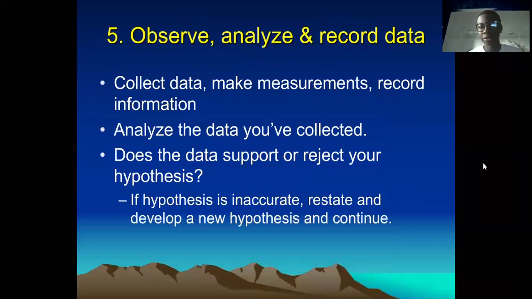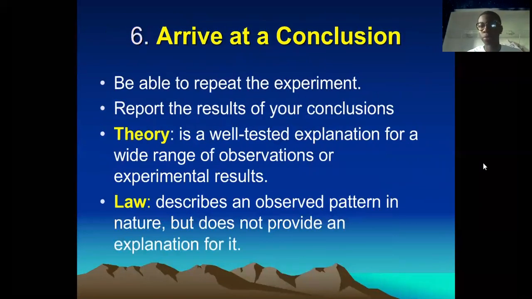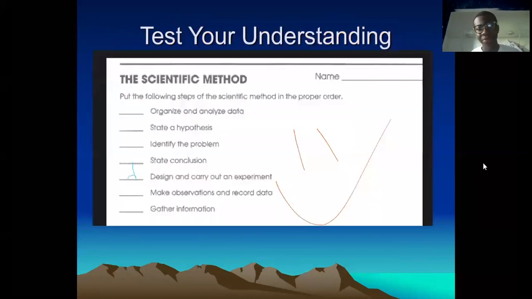5, observe, analyze, and report data. Collect data, make measurements, report information, analyze the data you collected. Does the data support or reject your hypothesis? If the hypothesis is inaccurate, restate and develop a new hypothesis and continue. Now, finally, you arrive at a conclusion. Be able to repeat the experiment, report the results of your conclusions. Theory is a well-tested explanation for a wide range of observations or experimental results. Law describes an observed pattern in nature, but does not provide an explanation for it.